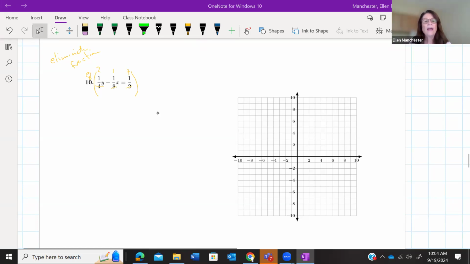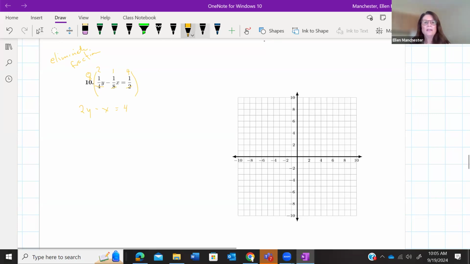Okay, so that's one technique. You divide, and then we're going to multiply. So we end up with 2y. So 2 times 1, so we have 2y, minus 1 times 1 is 1, so minus x, equals 4 times 1 is 4. So remember, that's one technique.